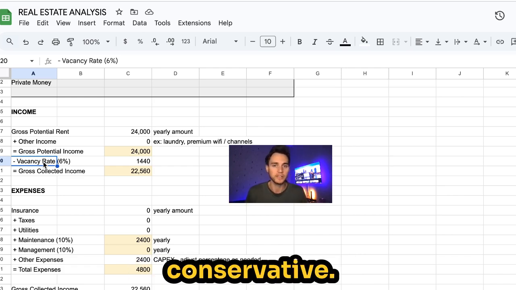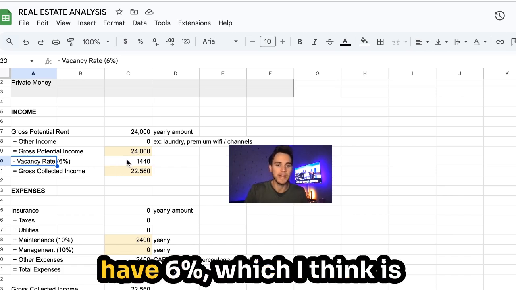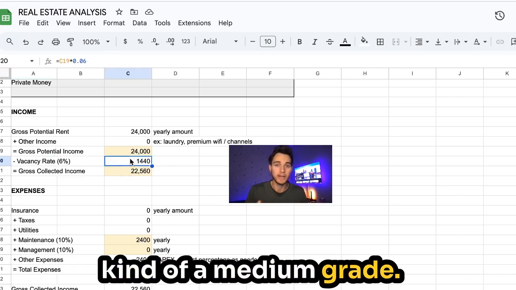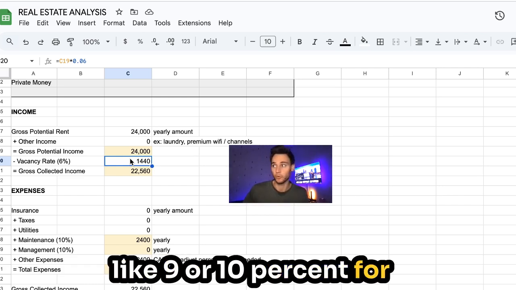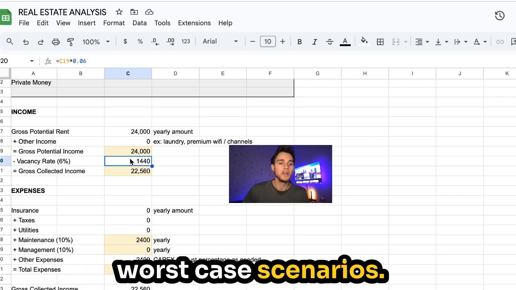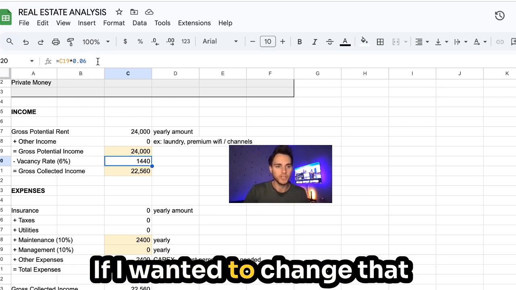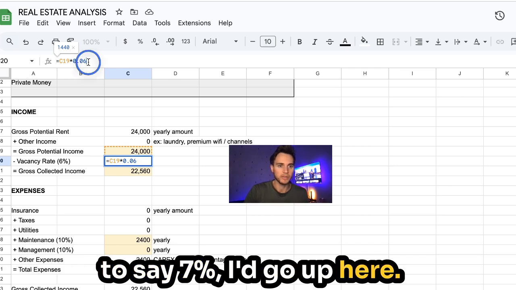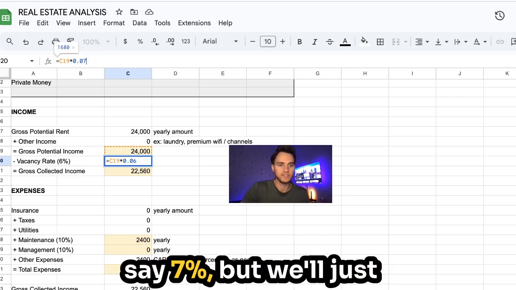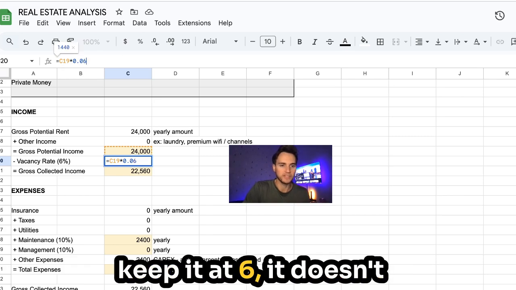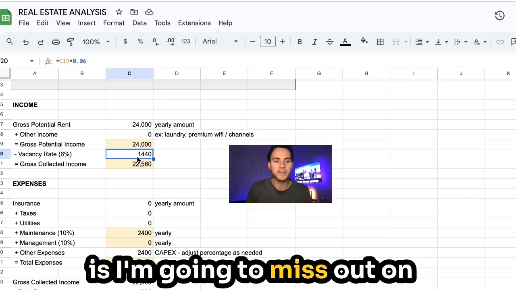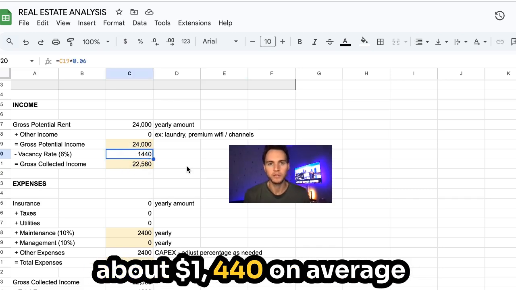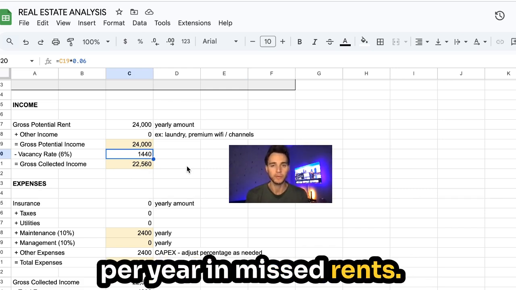I like to be pretty conservative. In this particular chart, I have 6%, which I think is kind of a medium grade. A lot of times when I'm doing properties, I'll have it as high as 9 or 10% for worst case scenarios. But right now it's at 6%. If I wanted to change that to say 7%, I'd go up here and change this. But we'll just keep it at 6. Doesn't really matter right now. And so what that means is I'm going to miss out on about $1,440 on average per year in missed rents.